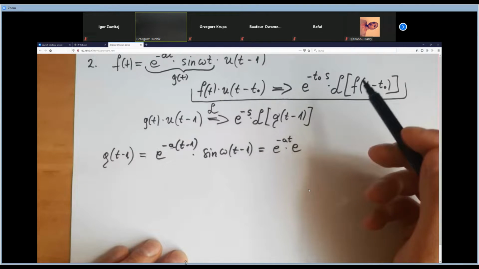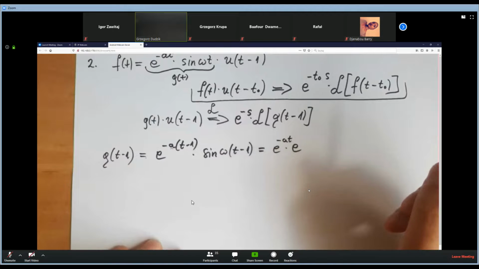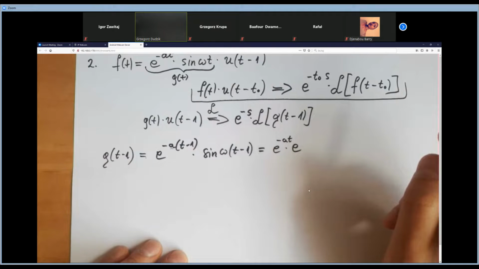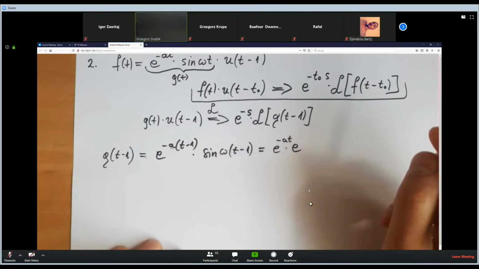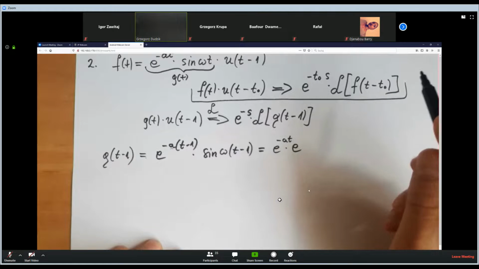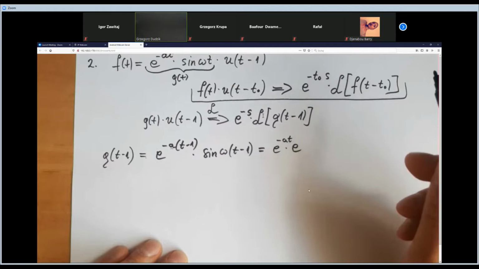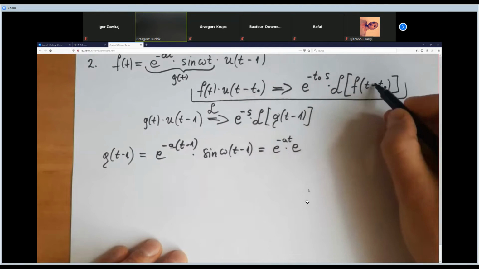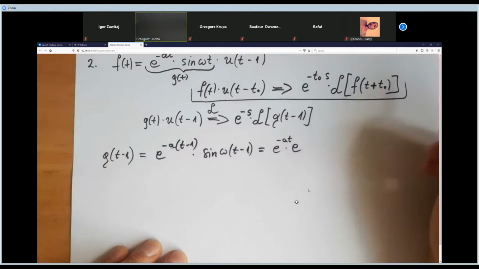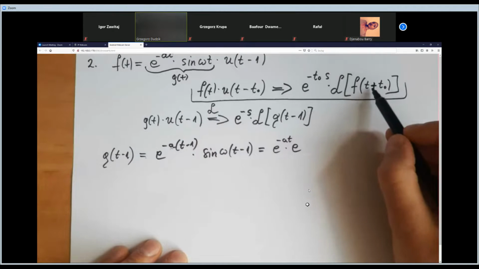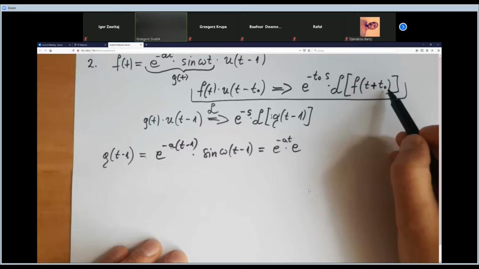One thing here. Okay, I think that I made some mistake here. Okay, this is the mistake. If we got the minus here, so here we have to put the plus. This is my mistake. Sorry.